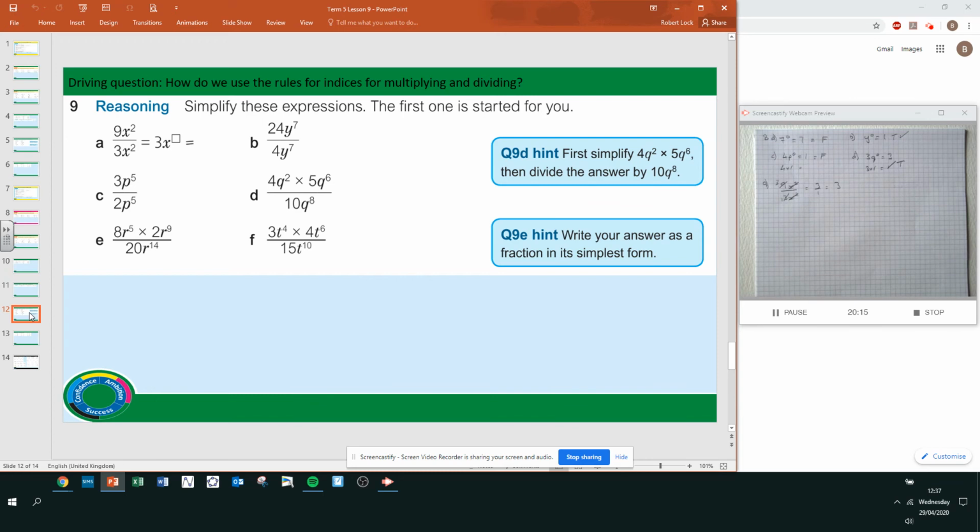The way they've done it in the book sometimes complicates the matter. So write the question out again. 9x squared divided by 3x squared. We know 3 will go into 9 three times, so that is 3. The powers subtract, so the answer is 3x to the power 0. That's 3 times 1, which is 3.